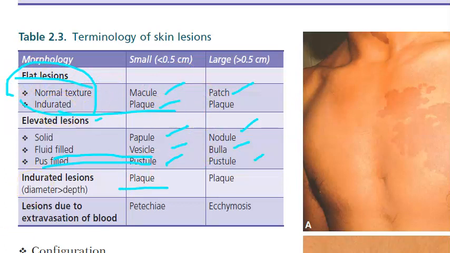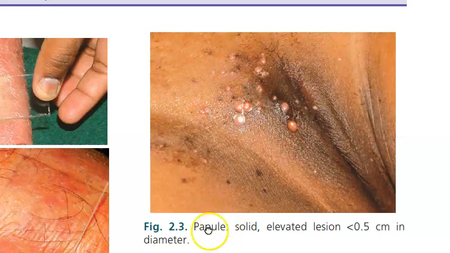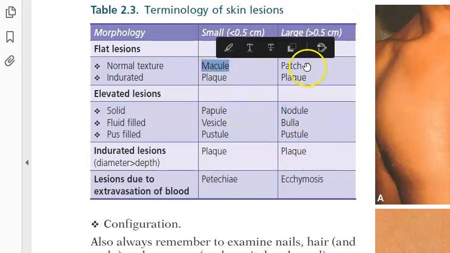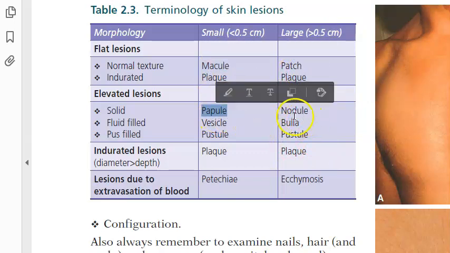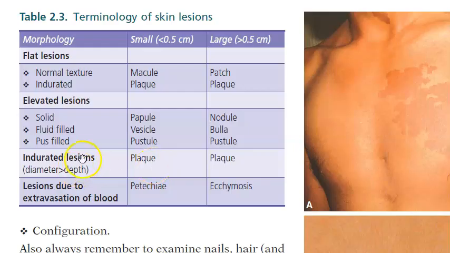Plaque is indurated. So basically look at the dimensions, small, large: macule, patch. So this is a patch, right? It's big, isn't it? And this is hyperpigmented. Papule, and the bigger one of that should be a nodule. Papule, nodule. Macule, patch. Papule, nodule. Like this you have to learn, okay? Indurated, they are using this word plaque.